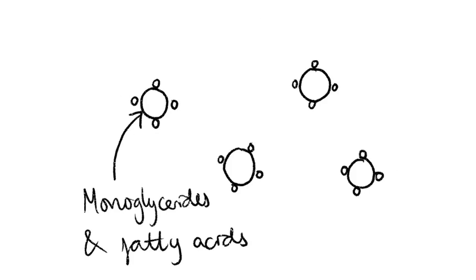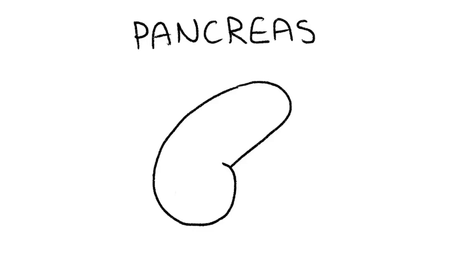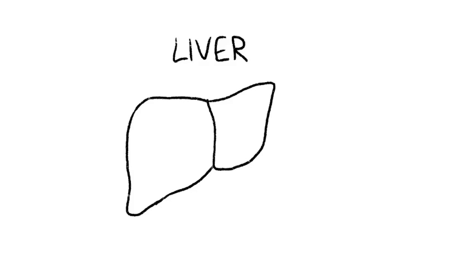From there, the monoglycerides and fatty acids stick with the bile salts to form micelles, which constantly break up and reform to release the products of lipid digestion to be absorbed. Lipases are primarily made in the pancreas and then secreted into the small intestine, just like amylase, and bile salts are produced by the liver.